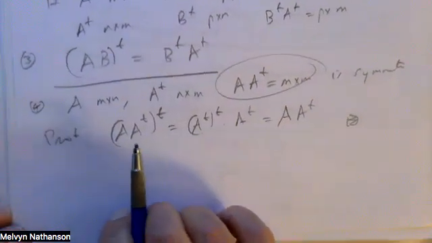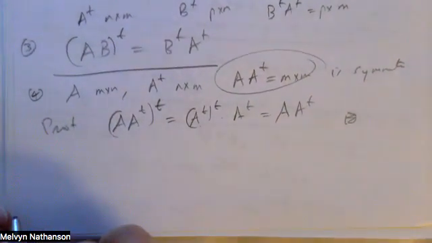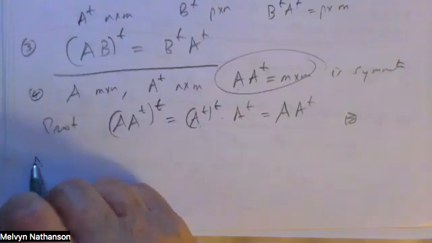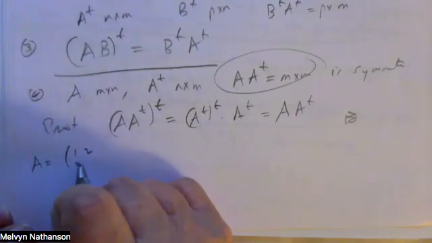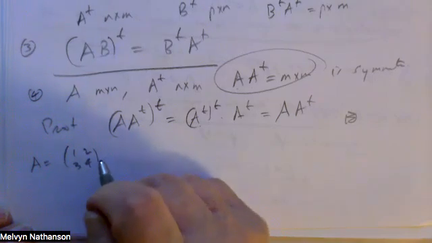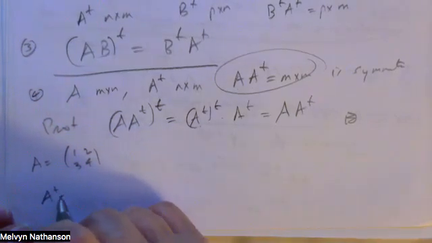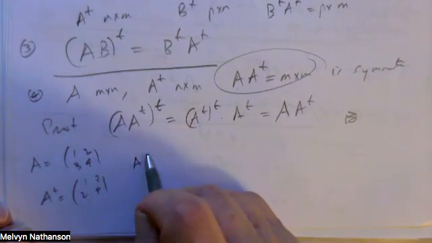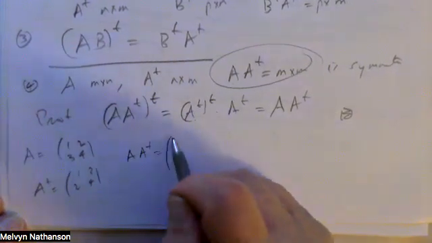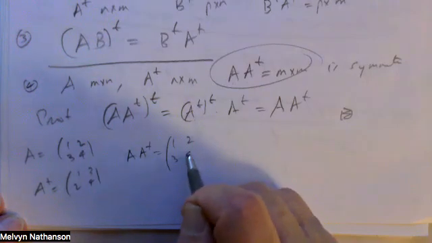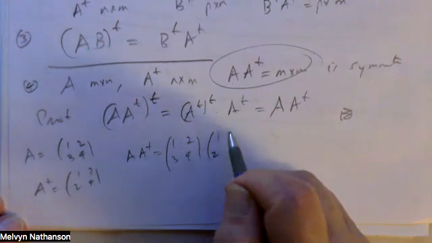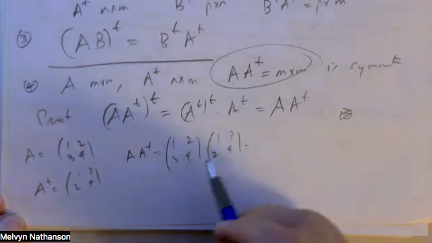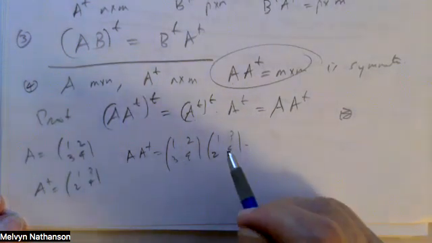Let me look at an example. Let me just start with a 2 by 2 example. Suppose I take A to be 1, 2, 3, 4. So A transpose is 1, 2, 3, 4, like that. This is the transpose of this.